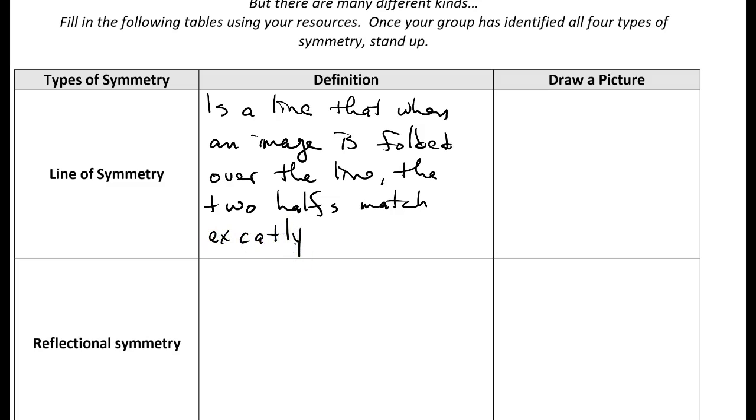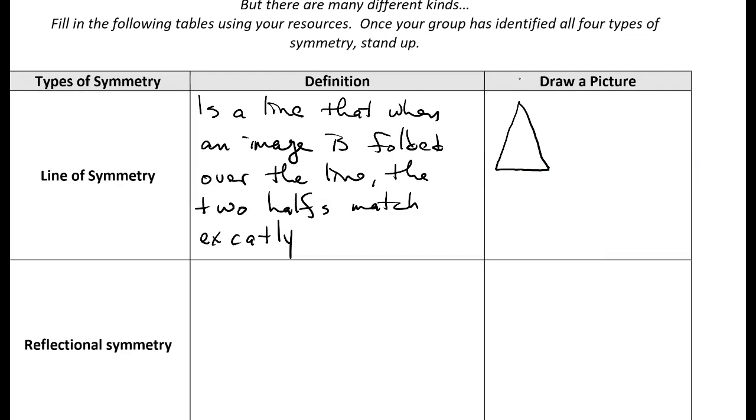All right, so if we're going to think about a picture, let's look at a triangle. So here's a very simple case of a figure that would have a line of symmetry. So if I folded this triangle over that dotted line, the left half and the right half would match exactly.